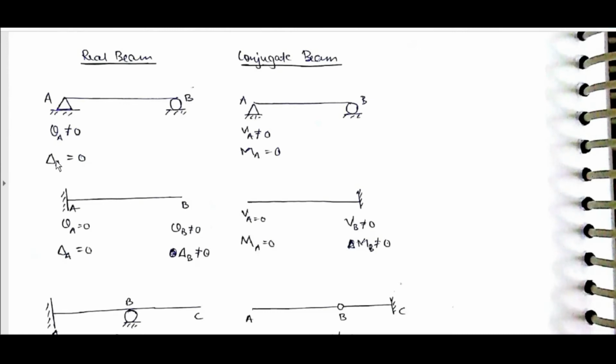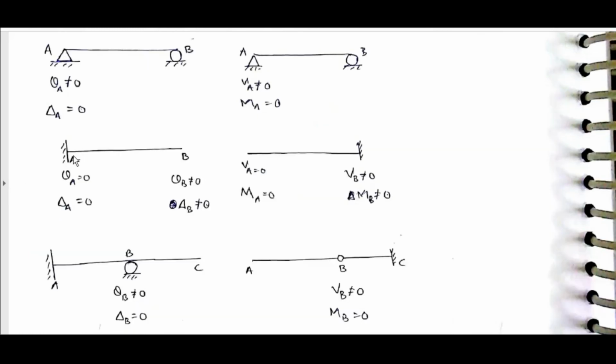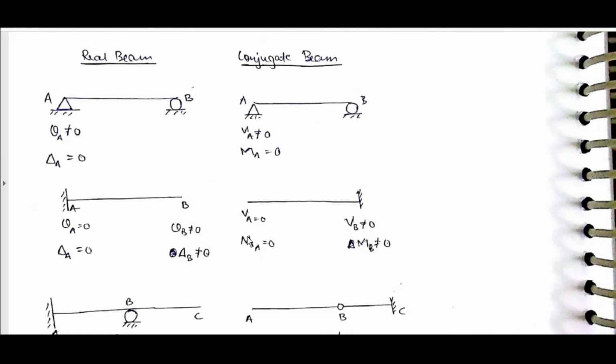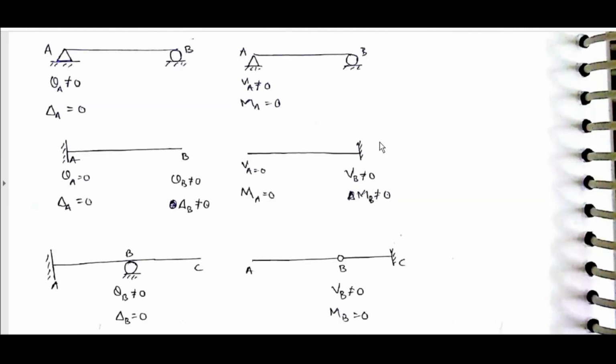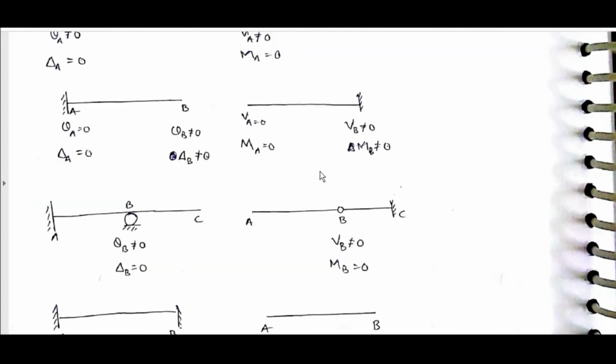Theta A not equal to 0, delta A equal to 0. V_A not equal to 0, M_A equal to 0. Fixation: theta is equal to 0, delta A equal to 0, theta B not equal to 0, delta B not equal to 0. For the conjugate beam, here it is free, then here it is fixed. Simply supported, it will be the same.